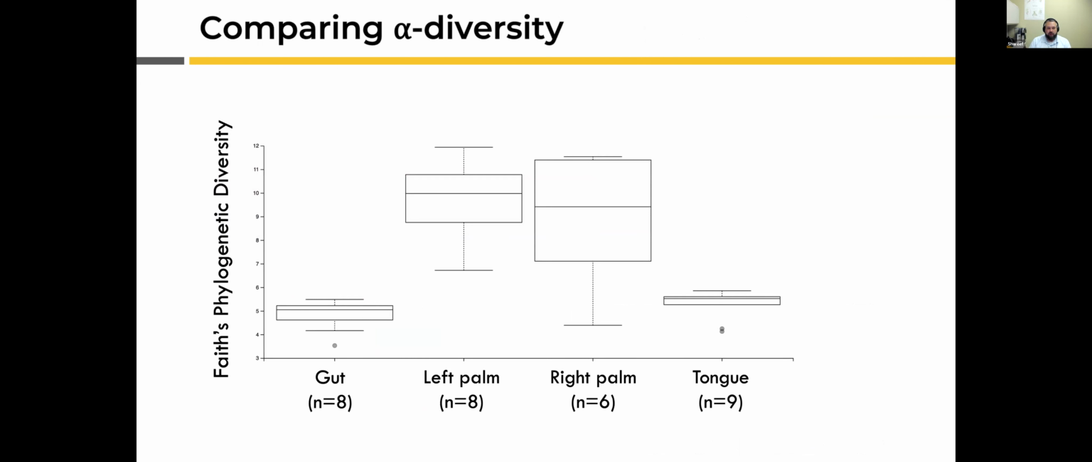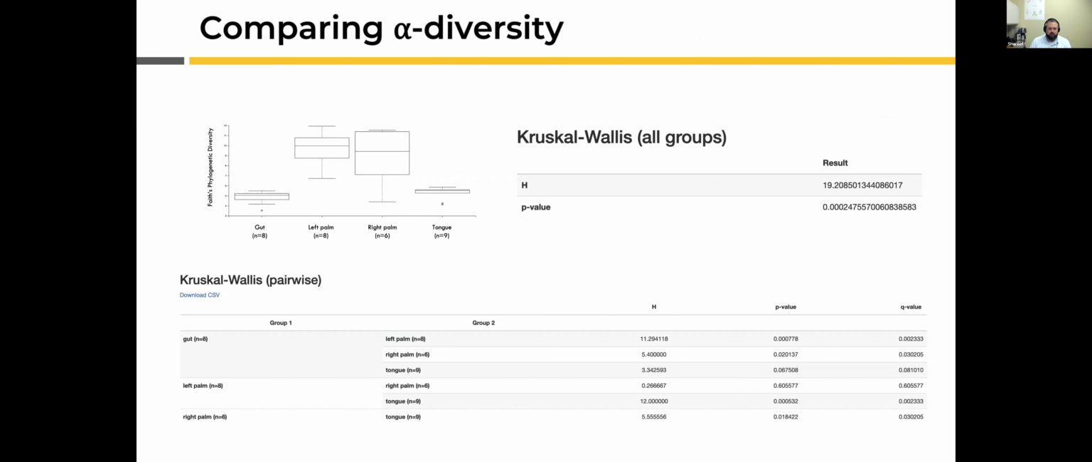So we can compare alpha diversity, and we'll get to the statistics of this later. These are simple box plots, and this figure is actually produced by QIIME2. So you can go back and use QIIME2 to compare these statistically.